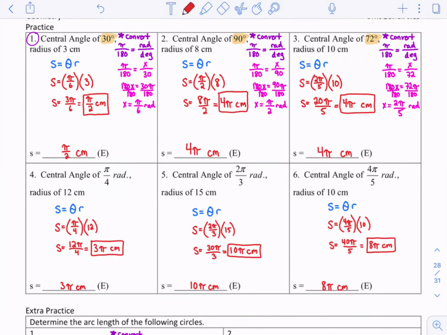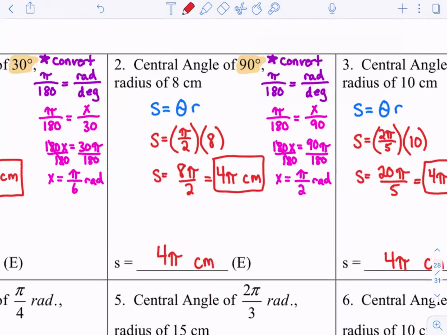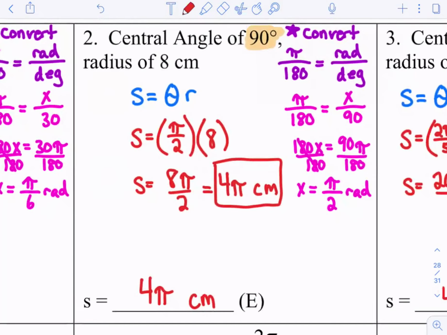All right, so we actually completed the remaining examples. I'm going to zoom in so you can see all the work. Make sure you convert, if they give it to you in degrees, to radian, and then you could soar.